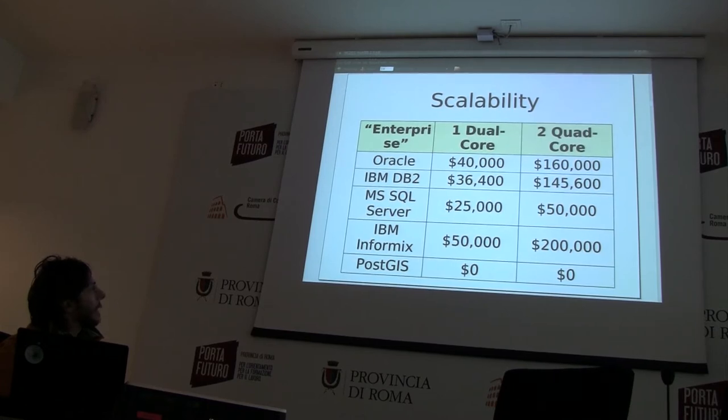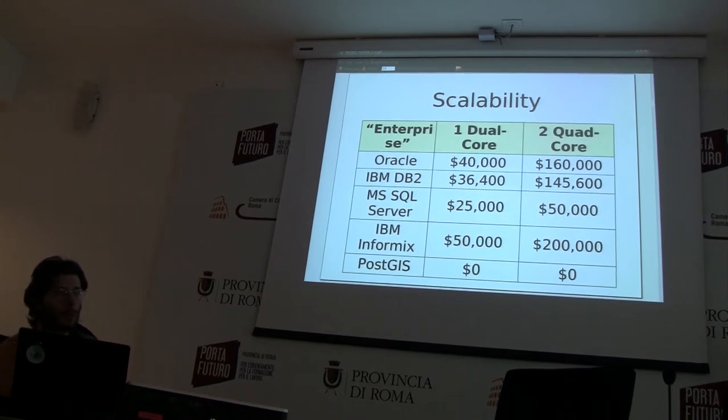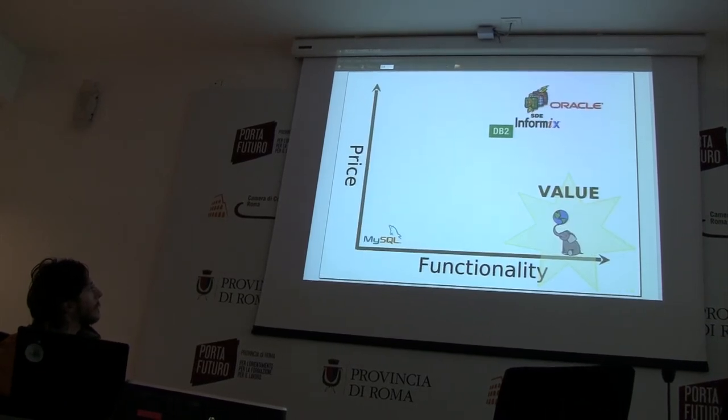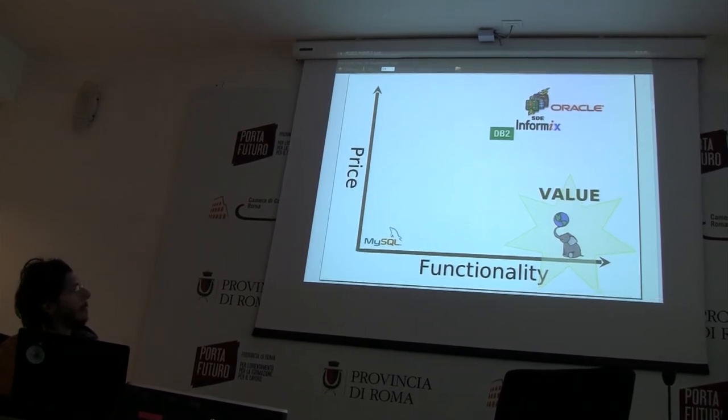Here is another slide about the scalability. You can see that proprietary software licenses are sold by CPU, so if you have a dual core, you pay more. With PostGIS, you don't pay a license, so you can install it on whatever machine you want, how many machines you want. This is where PostGIS can be placed on a diagram showing the functionality versus price. It has the same functionality level of the big provider counterparts, but there's no price.